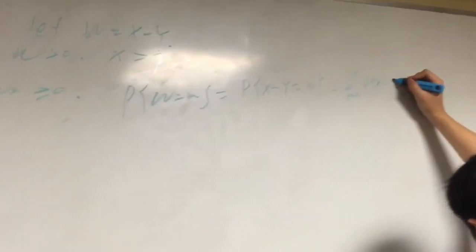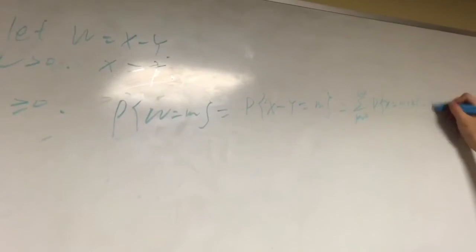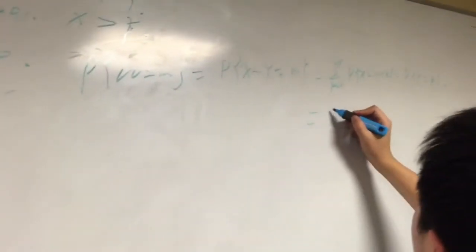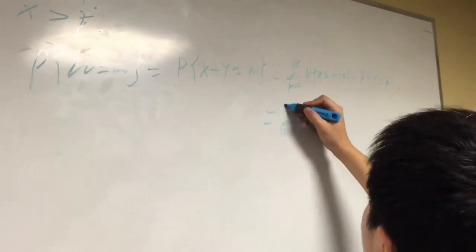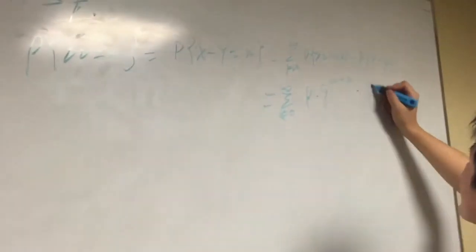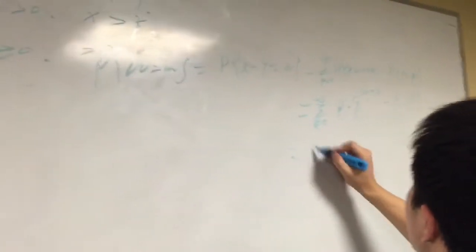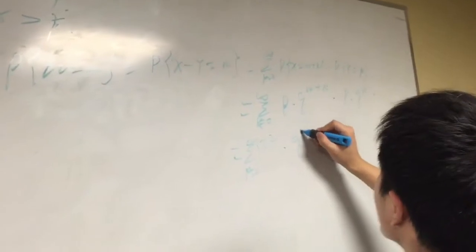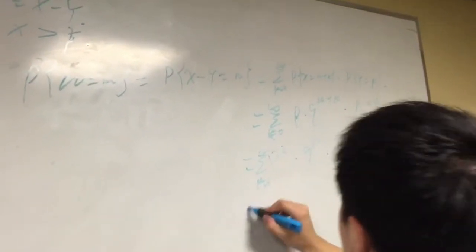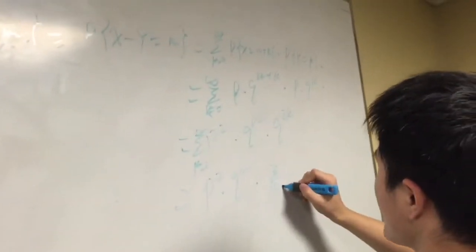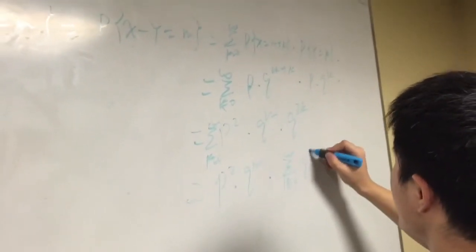P(X = m plus k) times P(Y = k). Since they are independent, we can get the sum over k from 0 to infinity of p times q to the m plus k, times p q to the k. That is p squared, sum over k from 0 to infinity, of q to the m times q to the 2k. We can take this out: p squared q to the m, times the sum over k from 0 to infinity of q to the 2k.